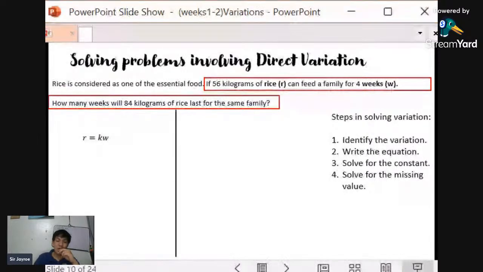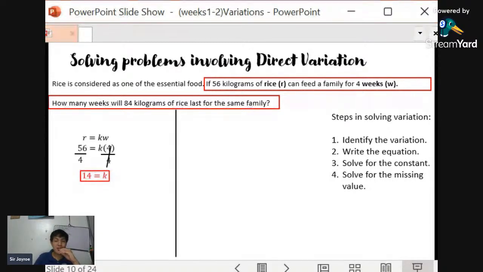Very good. So we're just going to replace the value. Di ba? Yan ang nakagandahan pag alam mo yung first at second statement. So ang R ay 56 and then ang W ay 4. We're just going to replace that. Then of course, we're just going to divide both sides by 4. 56 divided by 4 is 14. Eh kasi baka may calcu, di ba sabi ko sa inyo mag-calcu kayo? Pwede kayong mag-calcu. Ba't daw ang bilis?